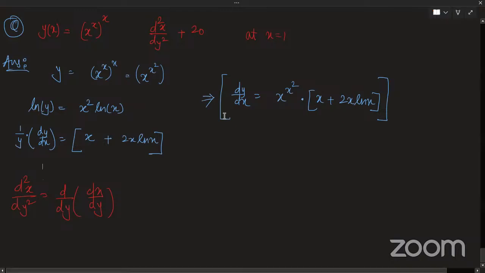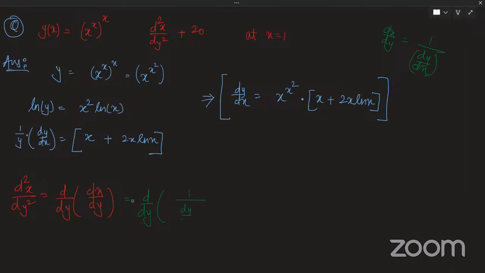From dy by dx, how do I get dx by dy? Great. Reciprocal, right? Because dx by dy is nothing but just the reciprocal of dy by dx. Okay, great work. But you can see over here, if I take d by dy, it will become 1 by dy by dx, something like this. So you can see that all the terms in dy by dx are in x. Okay, so dy by dx is in terms of x.